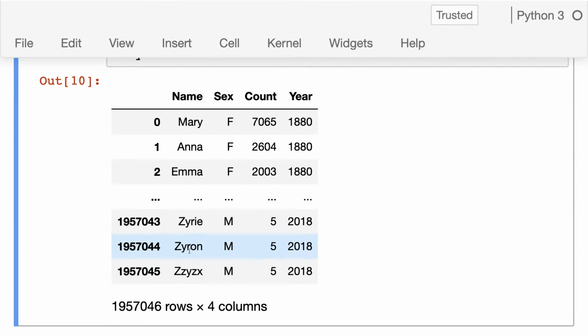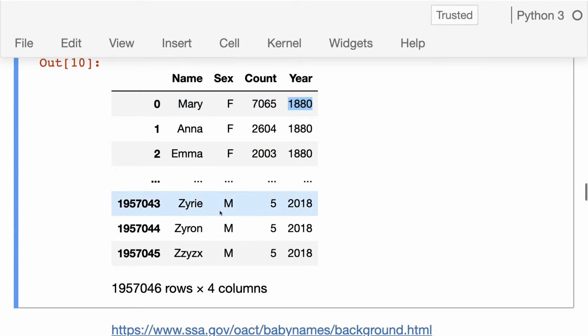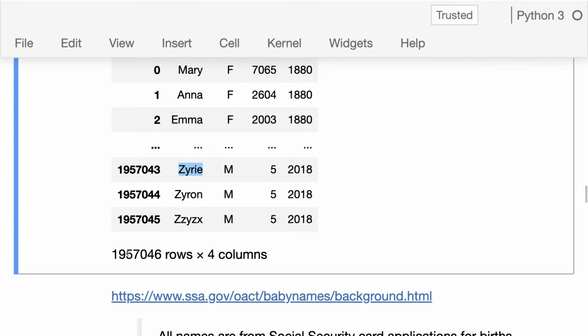But what they did here is that they just recorded, when people are born in the United States, the government records their name. And this data set just counts up all the names that were born in each year, the sex of the baby, the name of the baby, and how many of those names were given to babies in every year, okay? So we have here, for example, the name Mary. There were 7,000 Marys born in 1880. There were 5 Zairees born in 2018, and so on and so forth. This table has almost 2 million rows.